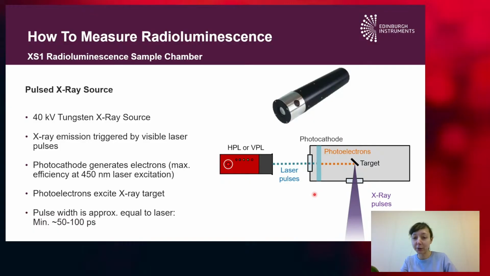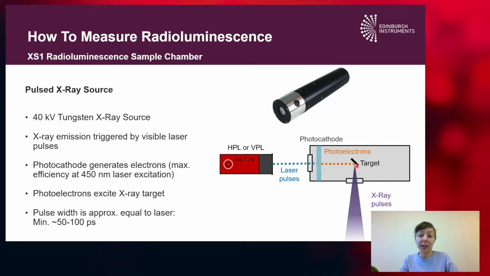So the photocathode is excited optically with these lasers, and then it's going to produce photoelectrons, pulses of photoelectrons, and these photoelectrons are the ones that excite the target material, and the target produces X-rays. So we go from photons to photoelectrons to, again, X-ray, very short X-ray pulses.